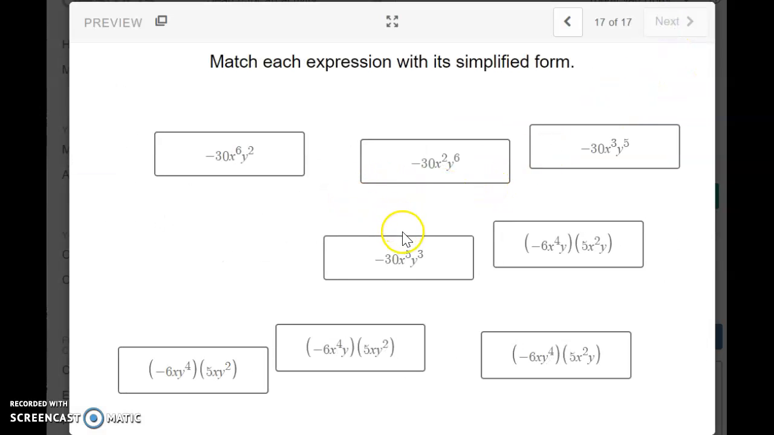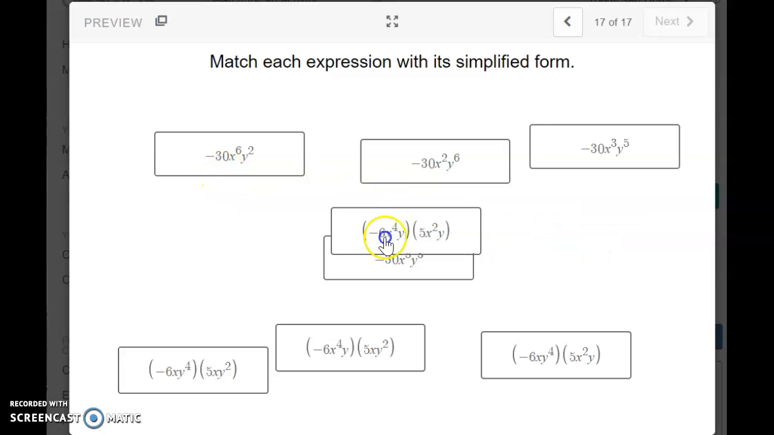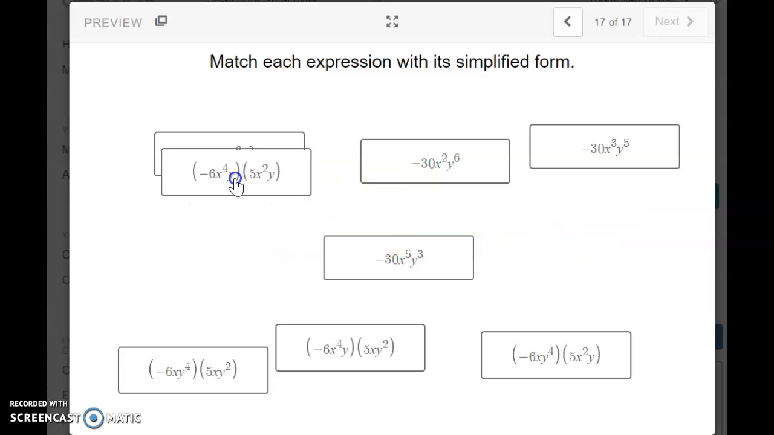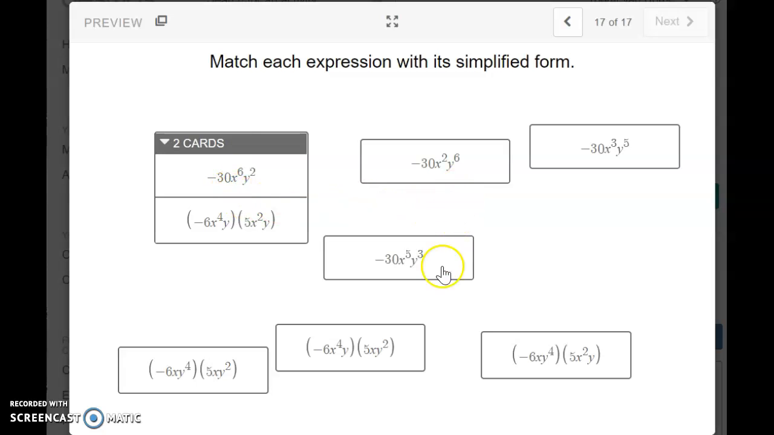And then finally, match each expression to its simplest form. Okay, so let's see, negative 6 times 5 will be negative 30. Negative 30 times x to the power of 4, x to the power of 2 is x times x times x times x times x times x, which is going to be x to the power of 6. Negative 30 x to the power of 6. We're looking for negative 30 x to the power of 6, and then y times y. Okay, so that should match up.